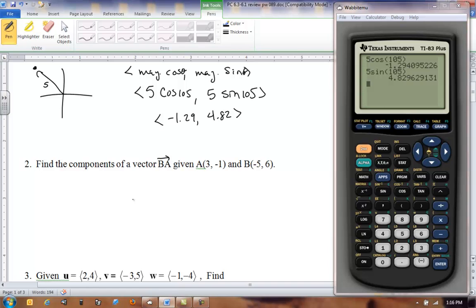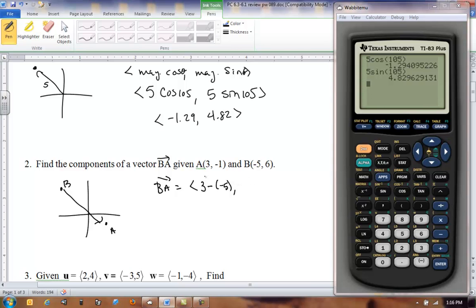Alright, now we've got a vector made up of two components, A and B. A is 3, negative 1, so you go over 3, down 1, there's A. B is negative 5, 6, back 5, up 6, somewhere like this. I want to go vector BA, so I want to go from B to A. So if you were to slide this down to the origin, it's going to end up down here in the fourth quadrant.